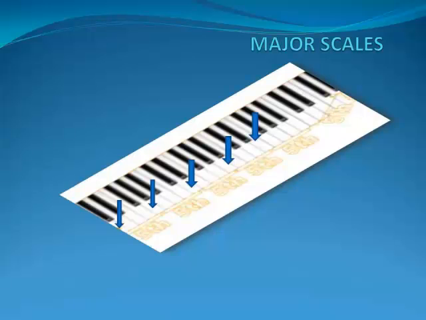When we go to the 5th note of the D major scale, we arrive on A. In order to have a semitone between the 7th and 8th degree of the scale, we must raise G to G sharp. This means A major has three sharps, F sharp, C sharp, and G sharp.